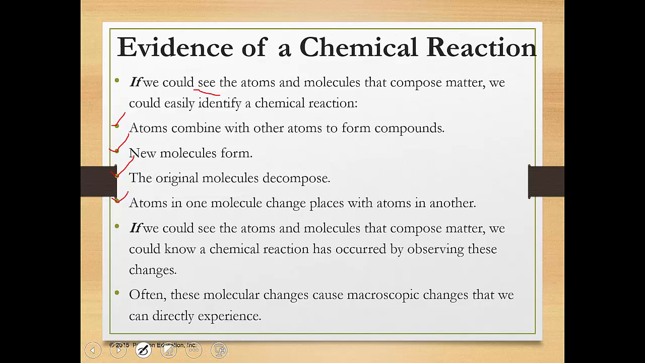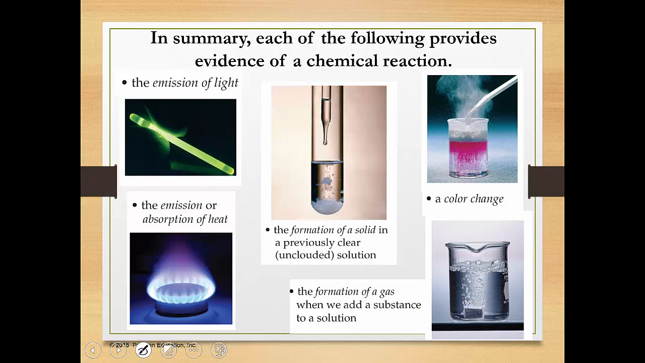If we could see the atoms and molecules that make up matter, we could just look for those types of changes. But we can't see atoms and molecules. We can't see if molecules are decomposing, new molecules are forming, or if atoms within the molecules are trading places. What we have to look for are the macroscopic changes that occur because of the molecular changes. The macroscopic changes are things that are occurring in the macro world at our level. So that's what we have to look for, those pieces of evidence that tell us something is going on. And what are those pieces of evidence?